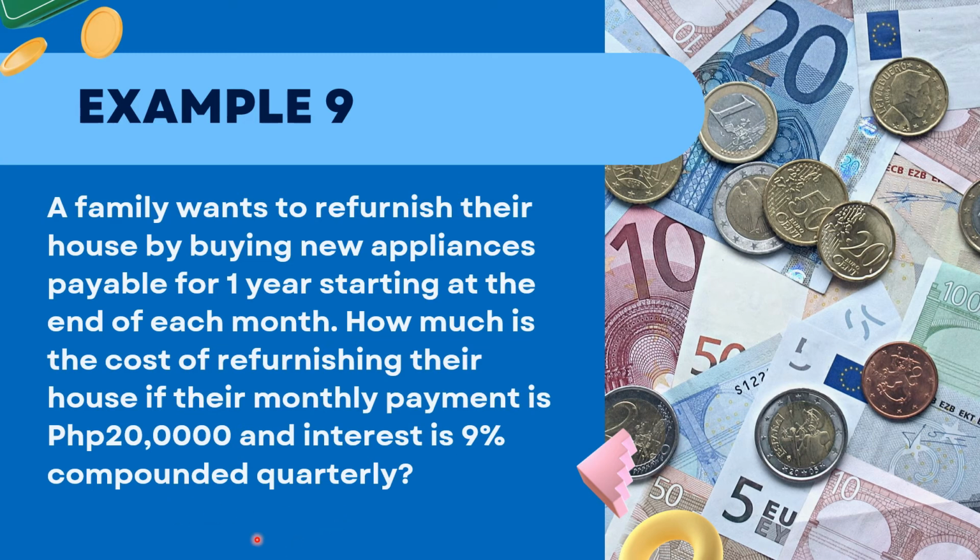Yan. So, syempre, verify po muna natin kung ito ay general annuity. Sabi dito, monthly daw siyang magbabayad. Then, yung kanyang compounding period naman is quarterly. So, magkaiba siya ng length, ibig sabihin, general annuity siya.